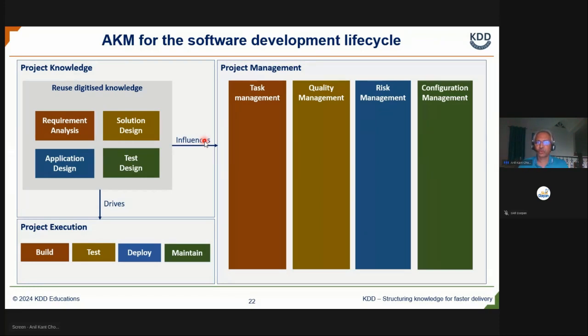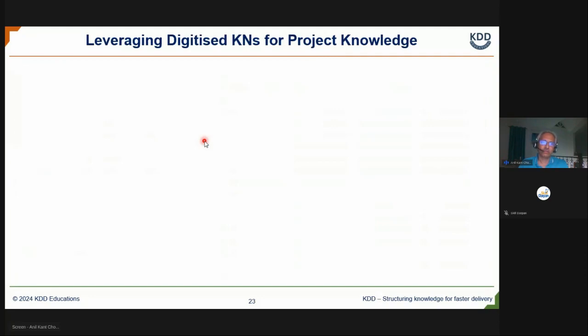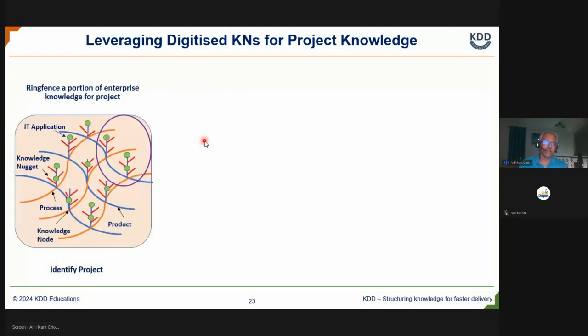So I'll take you through a simple example of how AKM leverages these digitized knowledge nuggets. Let's take a scenario. This whole section which you see is enterprise knowledge. It could be any bank, let's say SBI. Here you have all these products and all these processes. These are the nodes on which you have multiple knowledge nuggets, and all these green circles which you see, consider them to be IT applications. Now this is the enterprise knowledge. Let's assume the enterprise wants to create a new project.